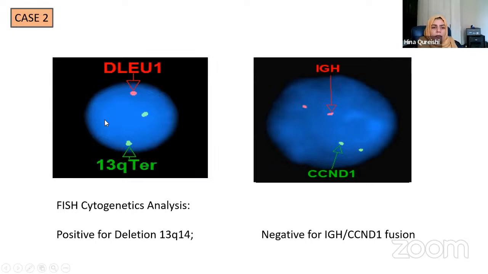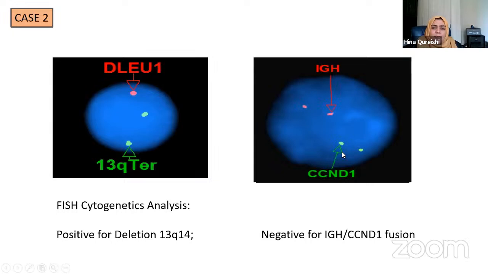So this is showing a deletion of 13q. Another probe that is used in differential for CLL is the IGH-CCND1. This is a typical abnormality that is seen in mantle cell lymphoma, and it's important to differentiate CLL from mantle cell because there is morphologic overlap, and the prognosis and the treatment is different.